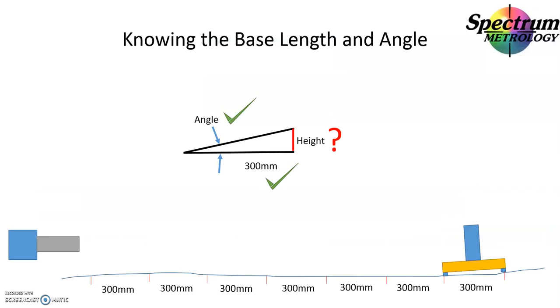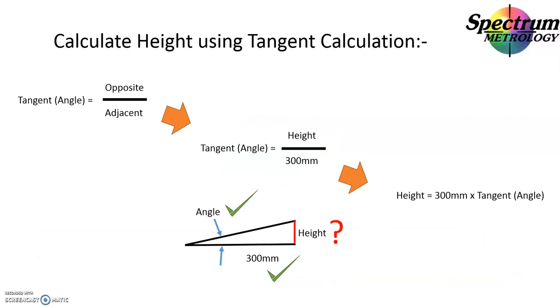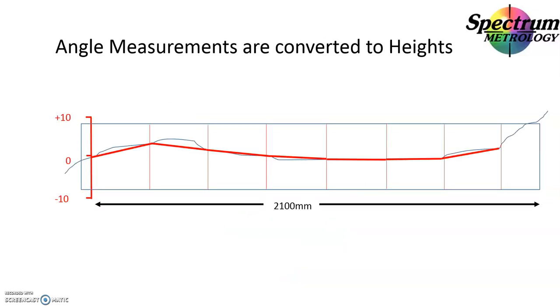To calculate the height, we can use a basic knowledge of a triangle, which tells us we know the angle and we know the base, therefore we can calculate the height. And we do this using a basic tangent calculation, which is the opposite divided by the adjacent. In this example, the height divided by the base length, 300 millimeters. To transpose it to calculate the height, we multiply the base length by the tangent of the angle.